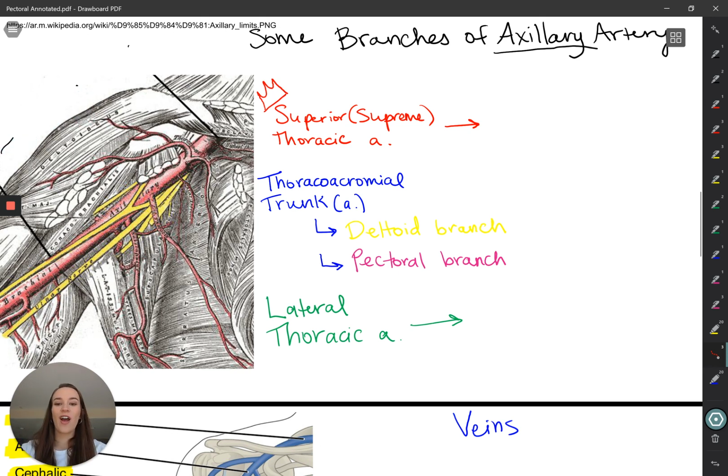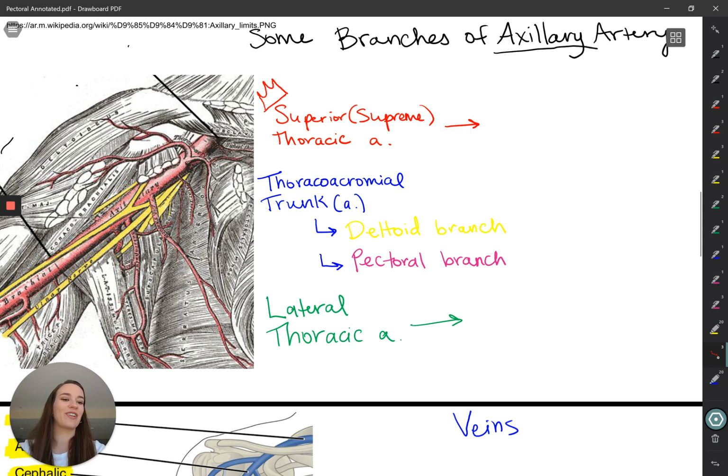Okay, that's good enough. All right, so we're just going to talk about a few of the branches of the axillary artery, and mainly just the ones that are most pertinent to the muscles of the pectoral region. So first of all, we have our superior thoracic artery. I give this guy a little crown because he's superior or supreme. So think of the supreme leader. And this guy's kind of interesting. If we look right here, you'll see that tiny little artery. I'll do it one more time. That's going to be the superior thoracic artery.